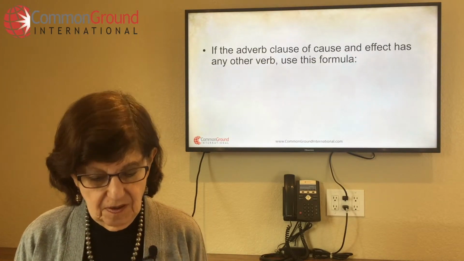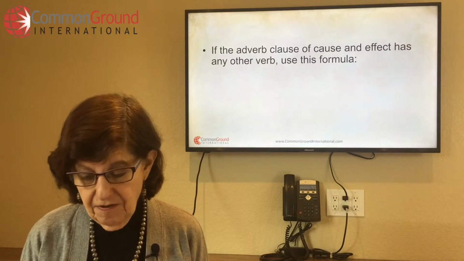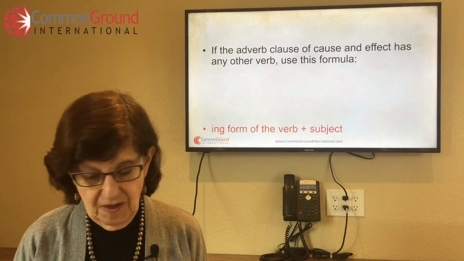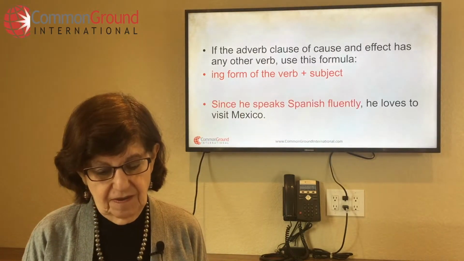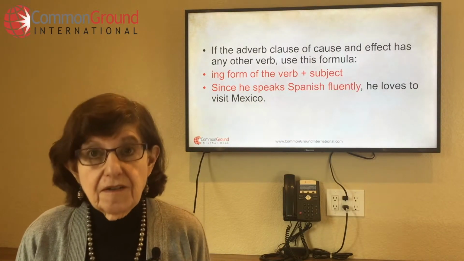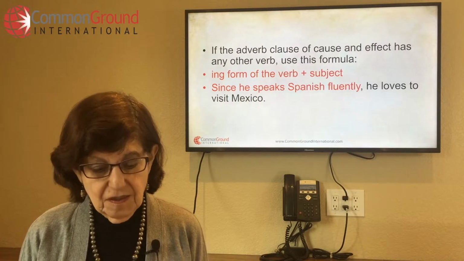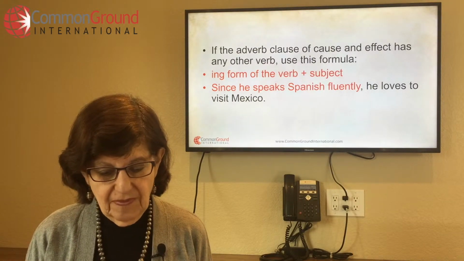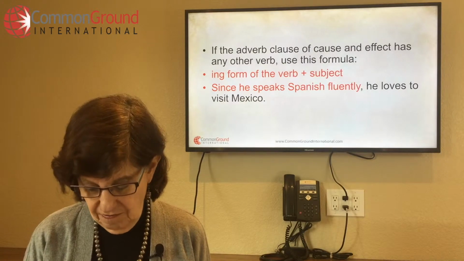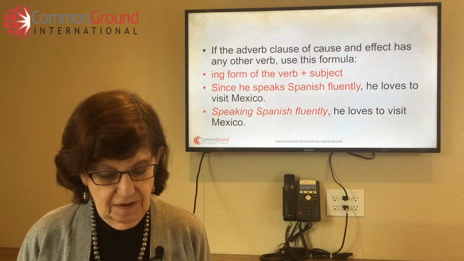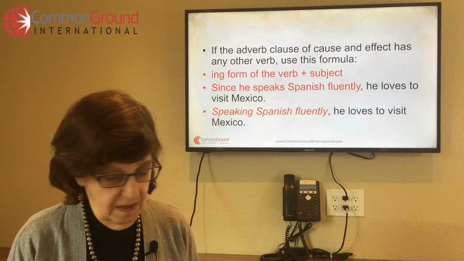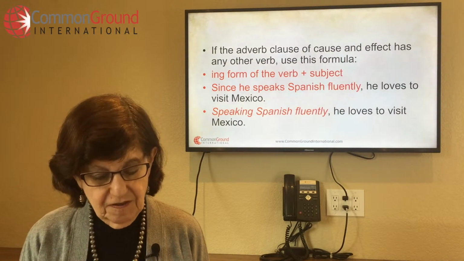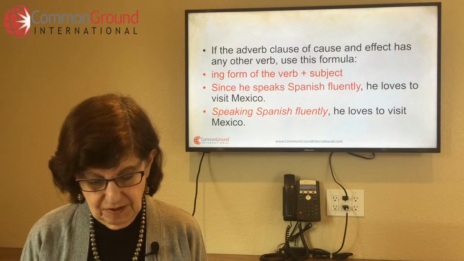If the adverb clause of cause and effect has any other verb, we use this formula: ing form of the verb plus the subject. Here is a sentence with a clause. Since he speaks Spanish fluently, he loves to visit Mexico. Reducing it: speaking Spanish fluently, ing form of the verb, he loves to visit Mexico.